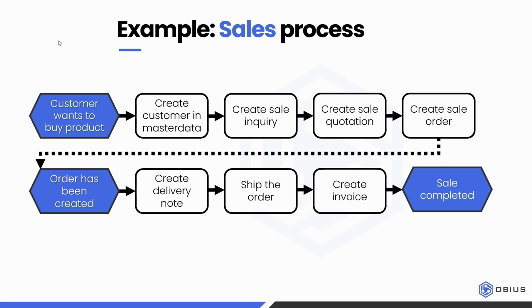And if the customer agrees, then there is a sales order that is created out of the sales quotation. This is a huge milestone because the order then has been created and the customer accepted the price and the quantity. After this, there has to be a delivery note and the order has to be shipped to the door of the customer, and then the customer gets billed by creating an invoice. Basically, after this, the sale is complete.